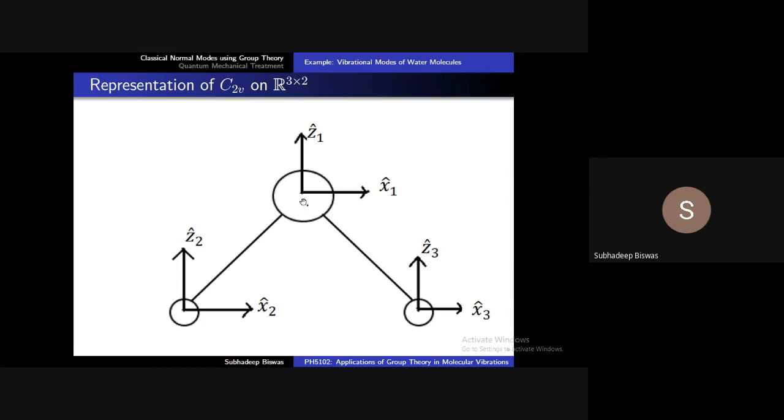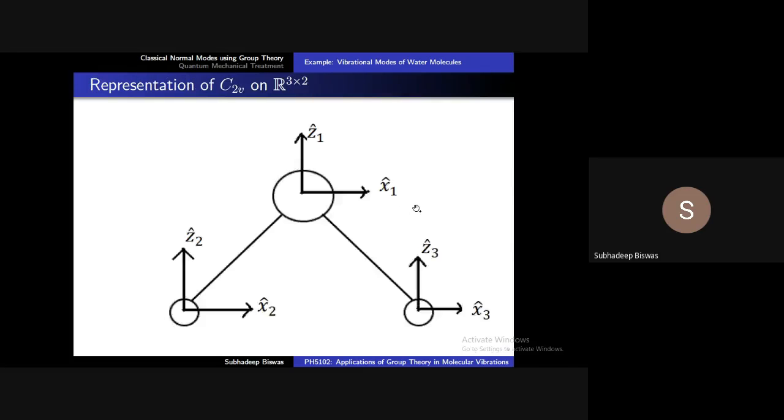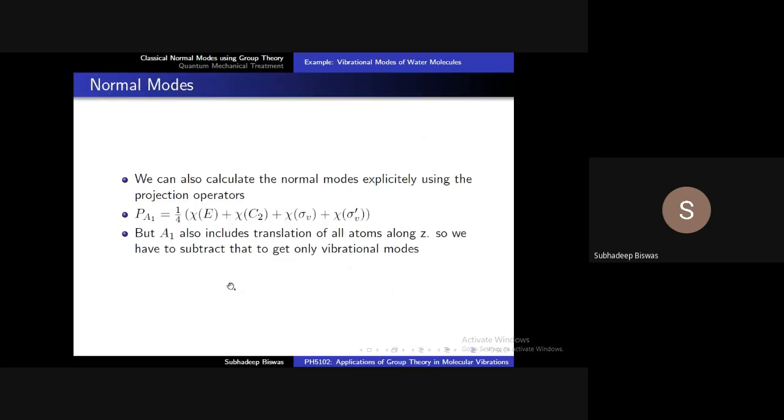So what we are doing here is we have chosen six bases. These bases are defined like this, and we have ordered them as Z1, X1, Z2, X2, Z3, X3. With this ordering, we can represent each of the group elements as 6 by 6 matrices, and they will look like this. C2 and sigma V will be equal, and the identity operation and sigma V prime will be equal.